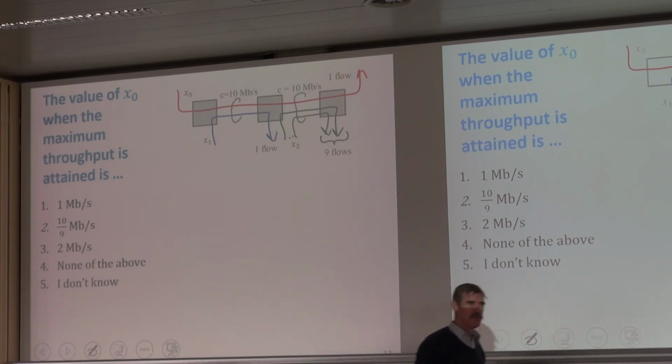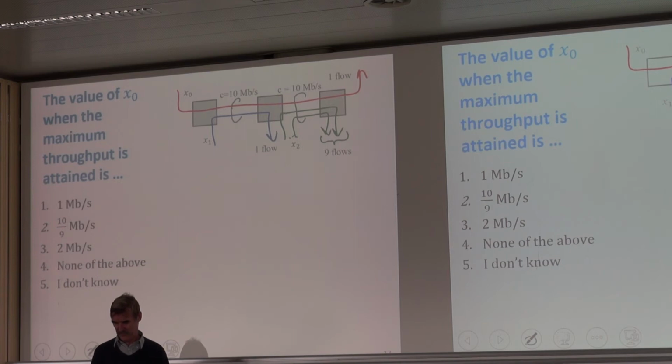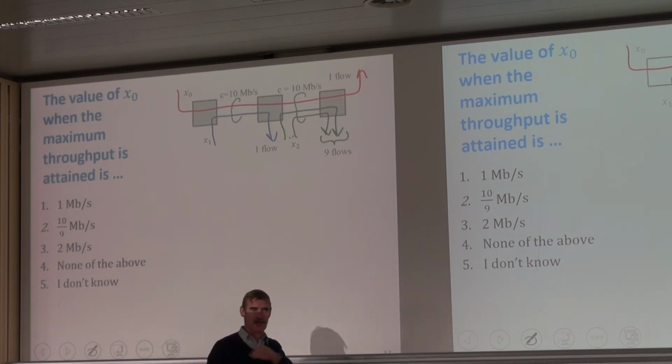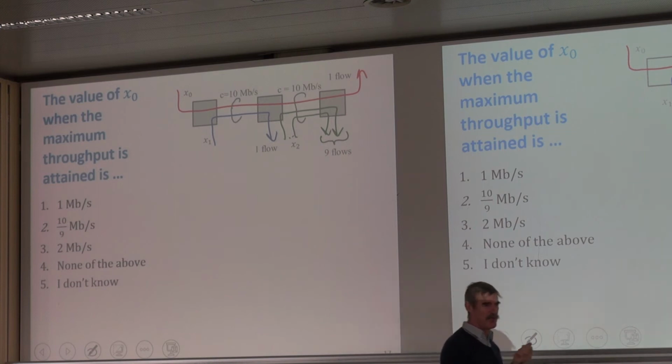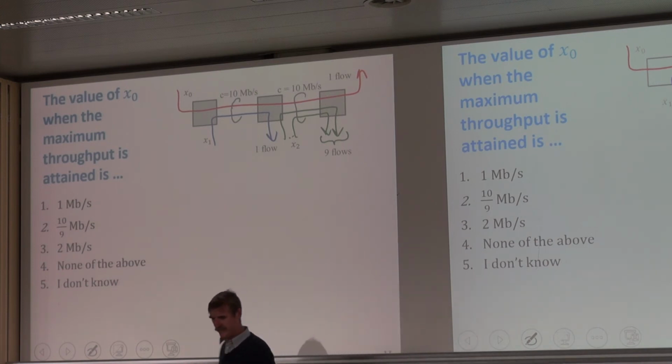But here, perhaps an intermediate question. What is the value of the rate that is allocated to x0 when we achieve the maximum throughput? So I assume I have an allocation. We have invented the super-duper congestion control mechanism that will try to maximize the sum of the rates. How much will it give to x0?